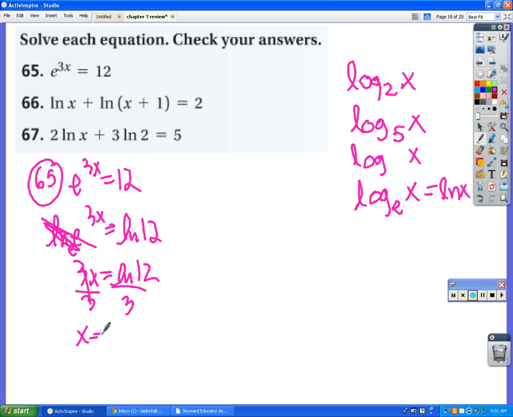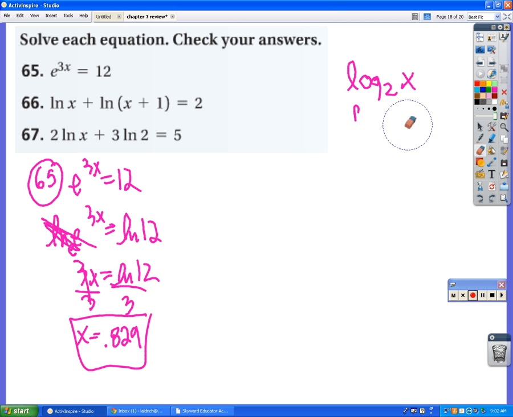Now you have to take the test. George, what'd you get? 0.829, thank you. So the moral of this story is when you see natural log, think of e. When you see e, think of natural log, and all the other rules are the same. Natural log is just a specific case of logs.